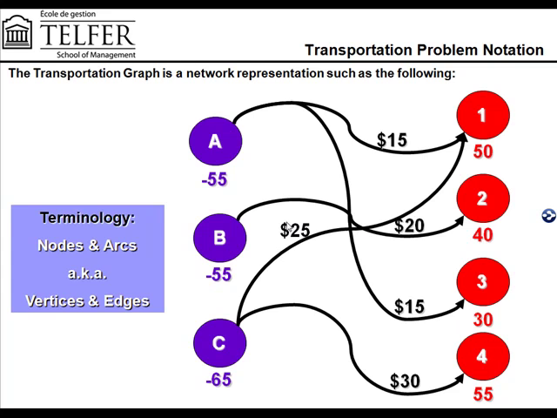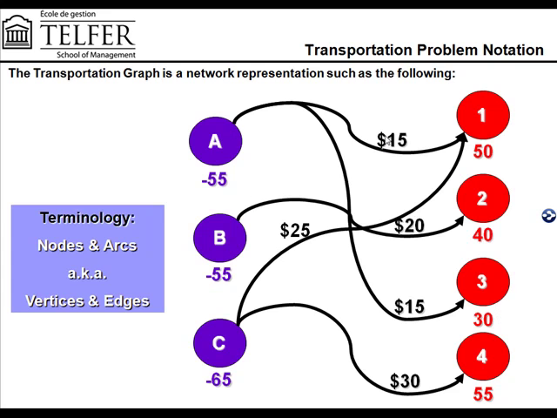If we're talking about a supply point, typically the supply is shown to you in negative. So what we're saying over here is that supply point A can supply 55 units, supply point B can supply 55 units, and supply point C can supply 65. On the other hand, in terms of the demand points, demand point 1 has a requirement or demand for 50 units, and demand point 3, for example, has a demand for 30 units.